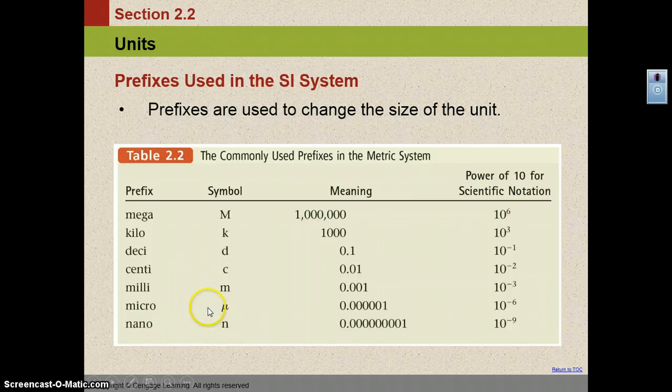You need to memorize these and the symbols that go with them. Micro uses a Greek letter, and it is a much smaller number. Notice we drop from -1 to -2 to -3. These are places past the decimal, so these are fractions of a whole. You need to know the difference between the prefixes that mean more than a whole and the ones that mean a fraction of a whole.